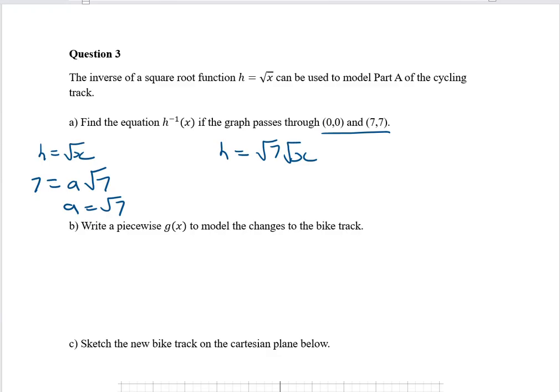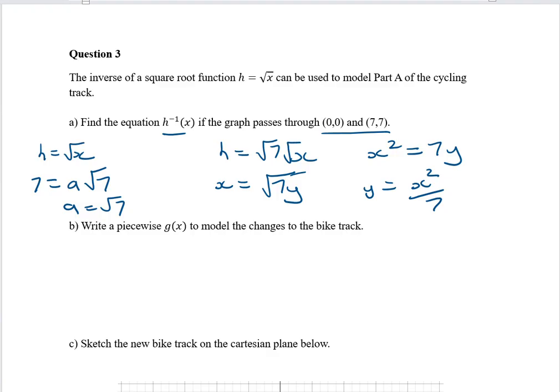So this is where we are switching our values around. So x becomes y, y becomes x when we're talking about the inverse. So I'm just going to make that x is equal to square root 7y. Now we are just going to get y by itself. So I square both sides, and that will give me x squared is equal to 7y, and then I divide by 7. So y is equal to x squared over 7.